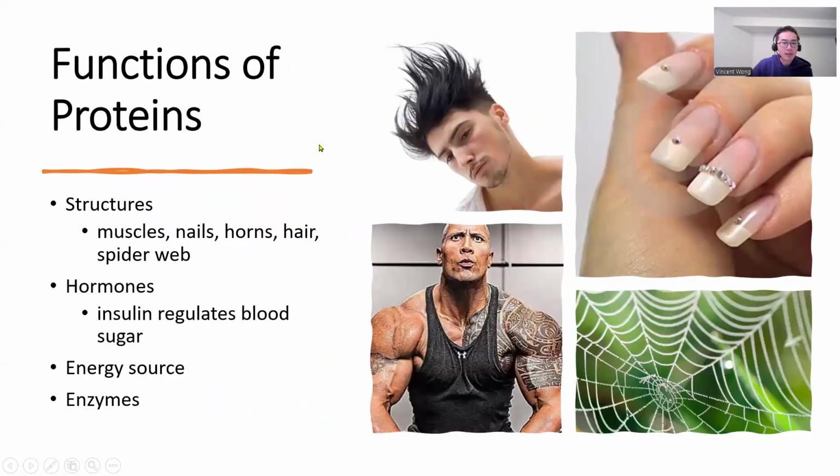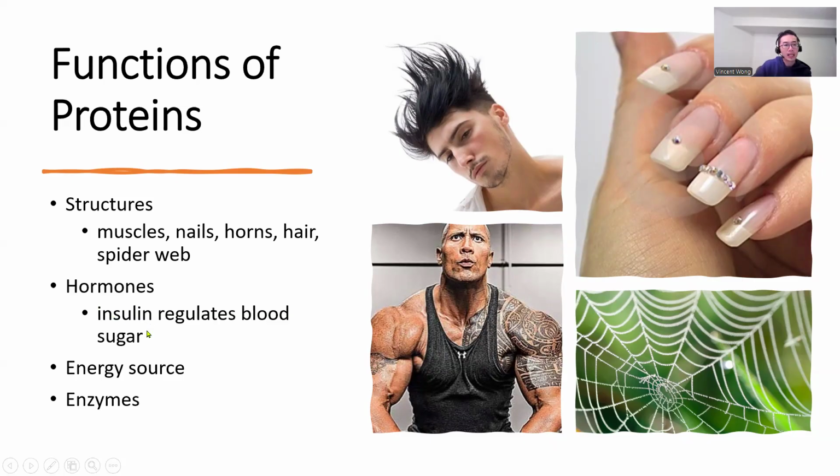What do we need proteins for? Proteins are very important in forming structures. Your muscles are made up of proteins. Nails, and the horns of animals, are made up of proteins. Hair, spider webs, all these things are proteins. They also make up hormones. Some hormones are steroids, like the sex hormones. Others are protein hormones, like insulin. You might have heard of insulin.